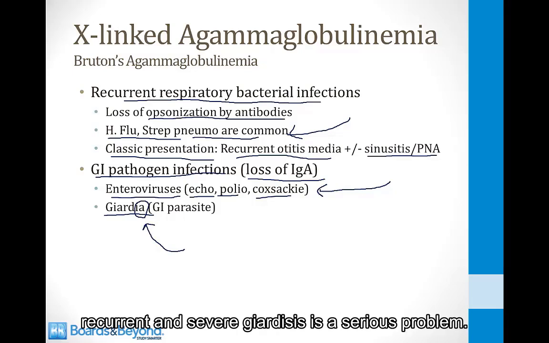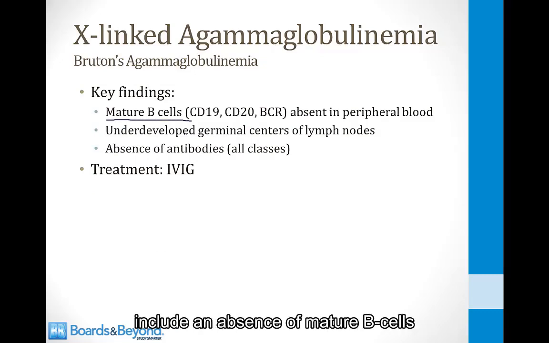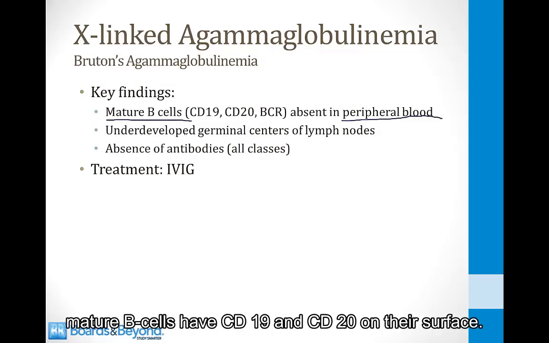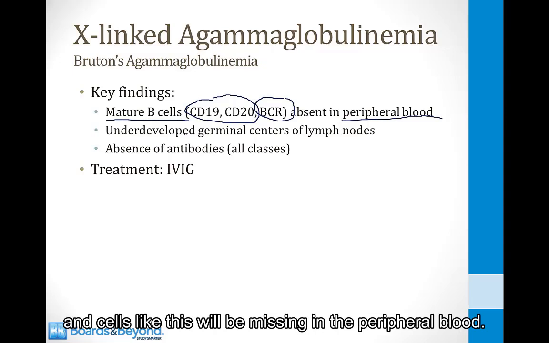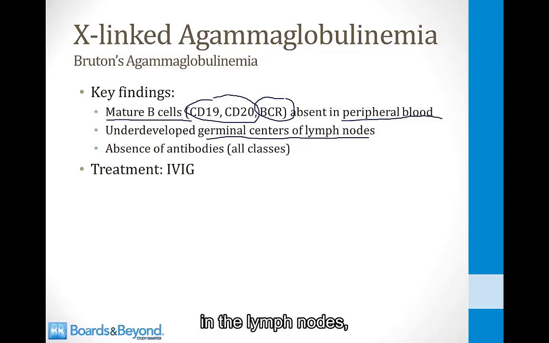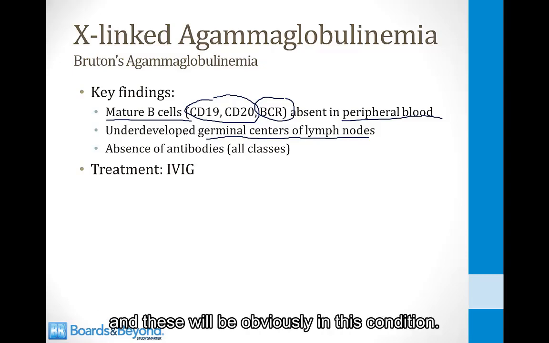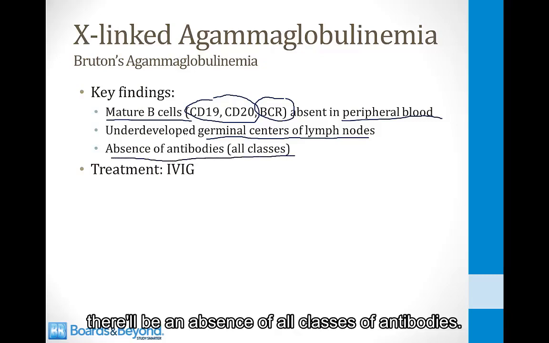Key findings in support of this diagnosis include an absence of mature B cells in the peripheral blood. Mature B cells have CD19 and CD20 on their surface. They also have the B cell receptor, and cells like this will be missing in the peripheral blood. There will be underdeveloped germinal centers in the lymph nodes. Recall that the germinal centers are where the B cells live, and these will be obviously underdeveloped in this condition. And then finally, there will be an absence of all classes of antibodies.